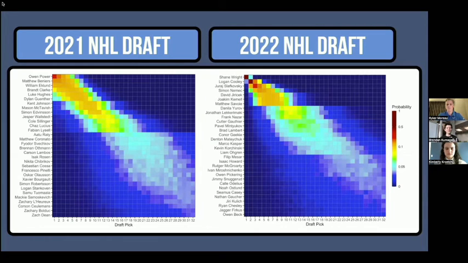Additionally, it's interesting to compare between these two drafts. For example, we can see at the top of the draft that there's a lot more uncertainty in the first overall pick in 2021 as opposed to 2022, where Owen Power has roughly a 40% chance of going first, while Shane Wright, on the other hand, is a bit more of a slam dunk at 95%.